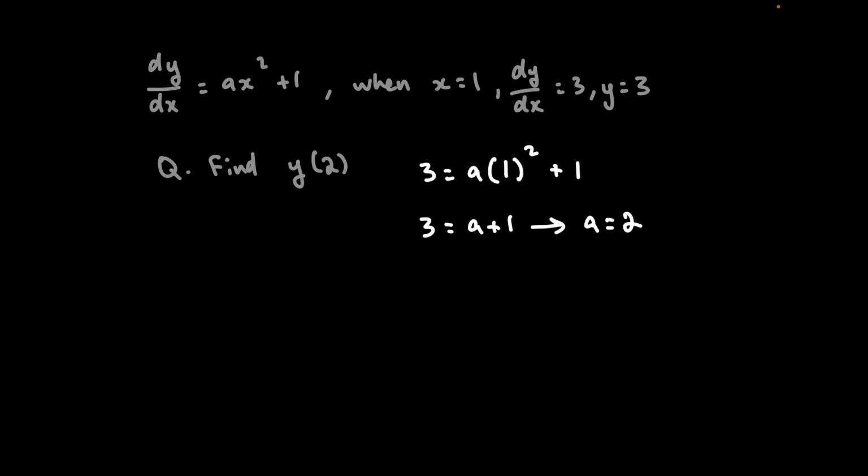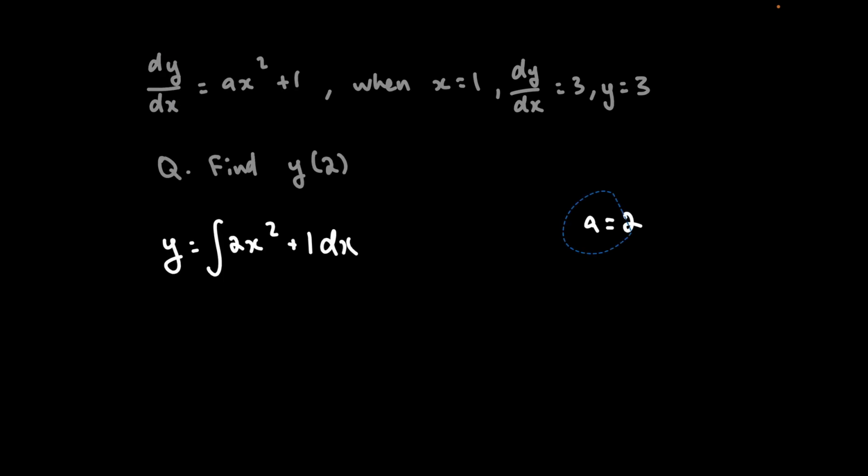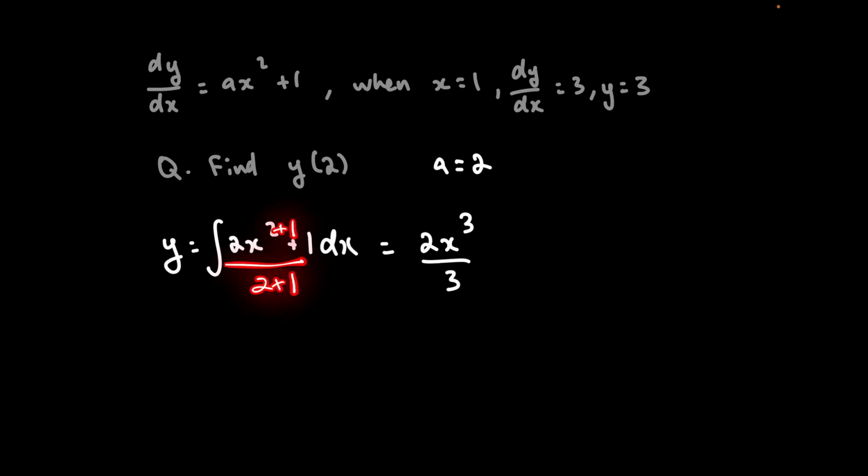Now let's work out an equation for y in terms of x. Okay, so y in terms of x is really just the same as the integral of 2x squared plus 1 with respect to x. Okay, so now that we have that a is equal to 2, we can now integrate this to get 2x cubed divided by 3, and we did that by adding 1 to the power and dividing by the new power. And then the integral of plus 1 is really just the same as plus x. Now we do plus c as well.